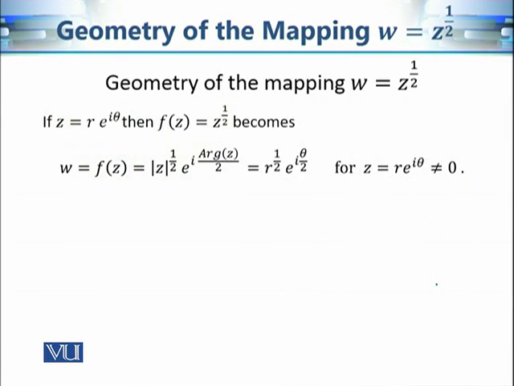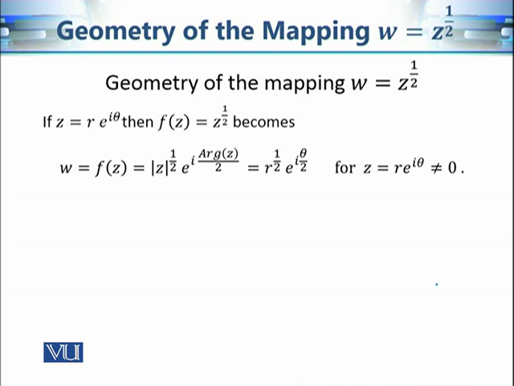Now let's start the discussion on the geometry of the map f of z is equal to z raised to power 1 by 2, or the principal root function. To be very honest, it is not going to be very complicated, because it is just the opposite of the geometry of z square. Whatever z square does to the subsets in the w plane, z raised to power 1 by 2 does exactly the opposite of that map z square.